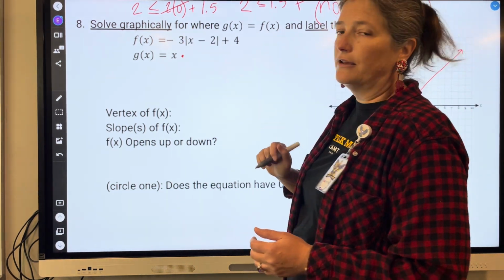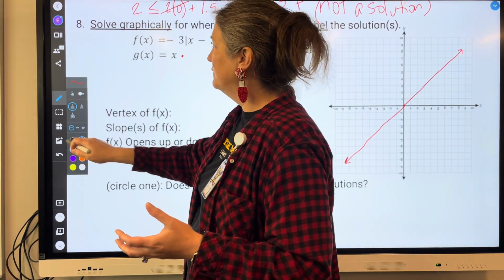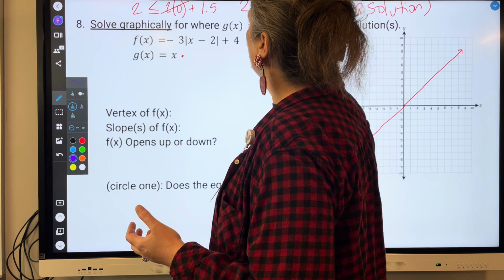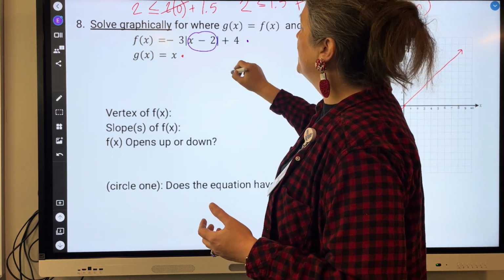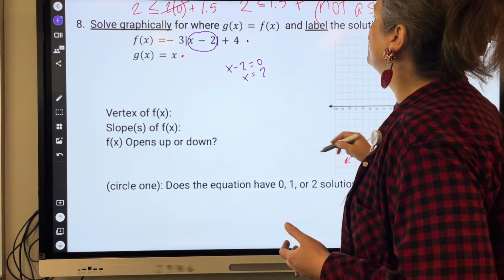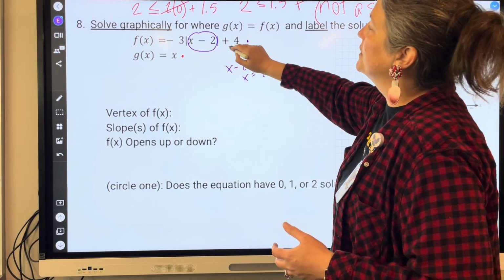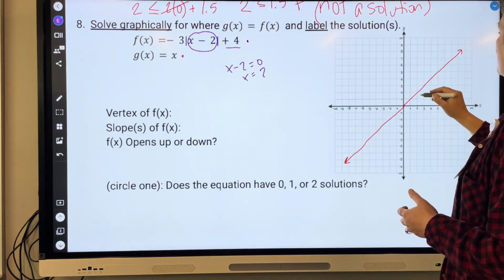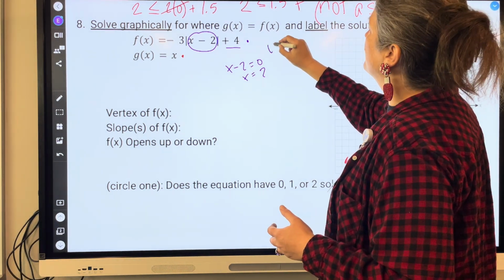So I'm going to evaluate it from a transformations perspective, and I'm going to find the vertex of it, which will be where x minus 2 equals 0, and that'll be at x equals 2. So I've shifted to the right by 2. But then I've also shifted up by 4. So my vertex is here at 2, 4.